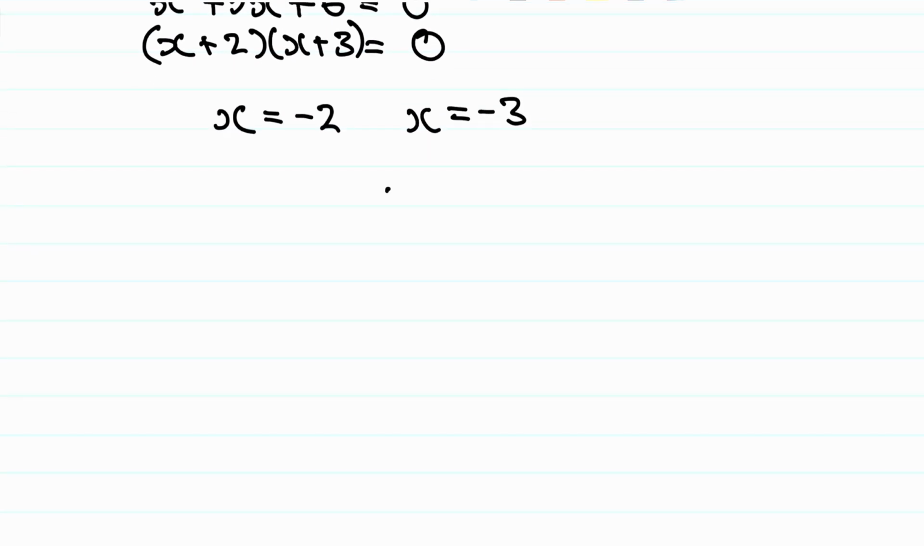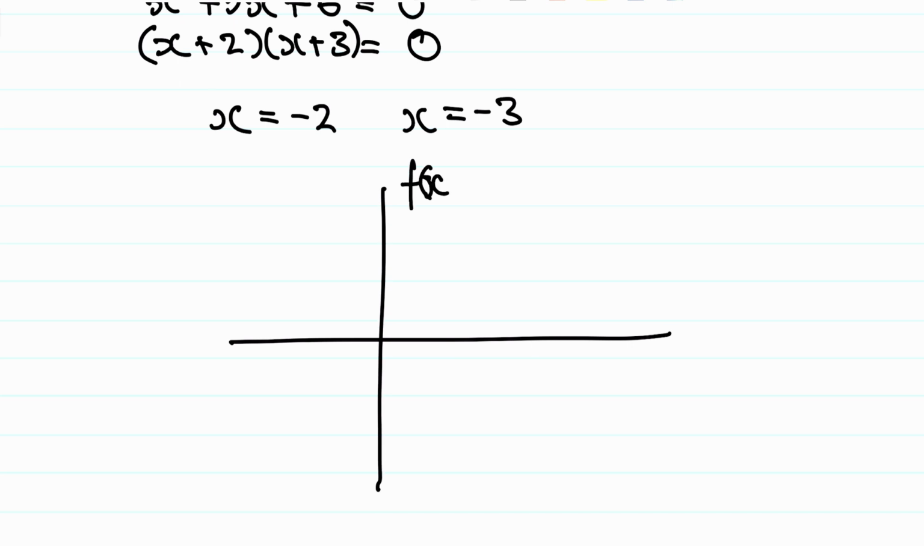And we could see that graphically again as well. So if we had f of x against x, we'd have some kind of curve which went through -2 and -3 to look something like that.